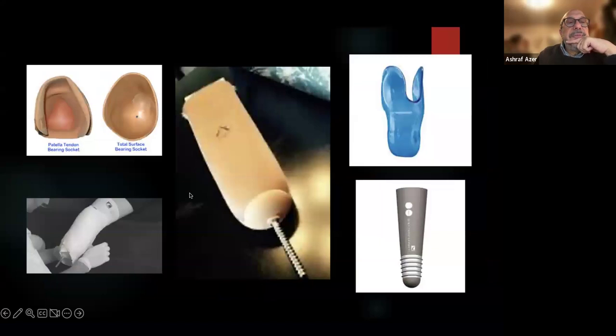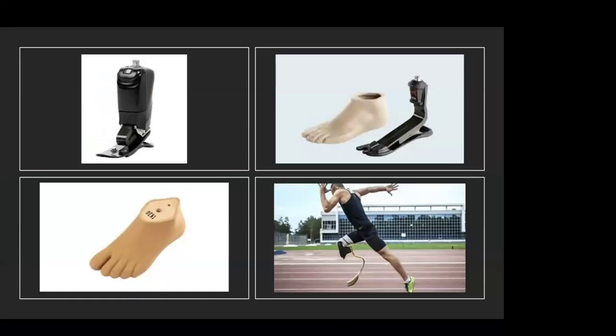The other type, total contact. What's the interface? It is a liner that goes onto the skin, and then goes into a ratchet here. This liner will be with a pin or suction without pin. Is it clear or not really? Yeah, clear. Thank you.